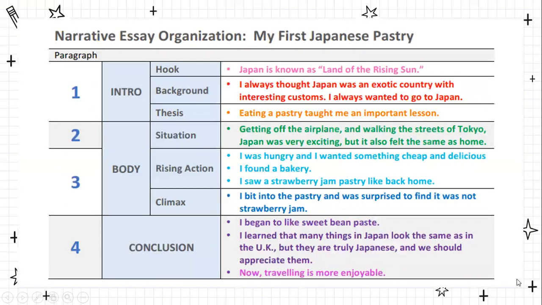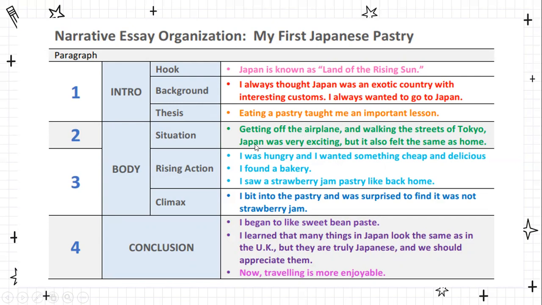Now, here you have the answer again. The hook: Japan is known as the land of the rising sun. The background: I always thought Japan was an exotic country with interesting costumes. I always wanted to go to Japan. The thesis: eating a pastry taught me an important lesson. So this is the main idea of this essay, that this person is going to tell us what he or she learned after eating the pastry in Japan.